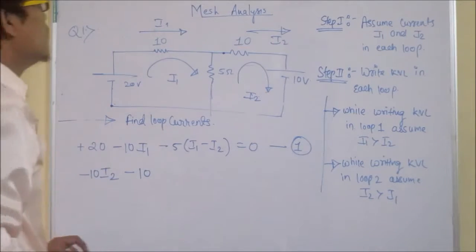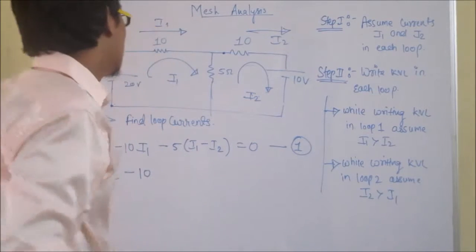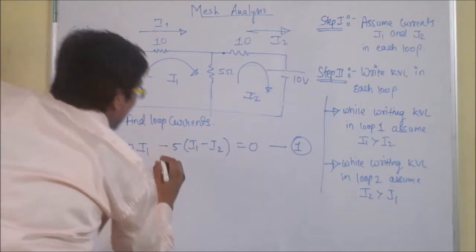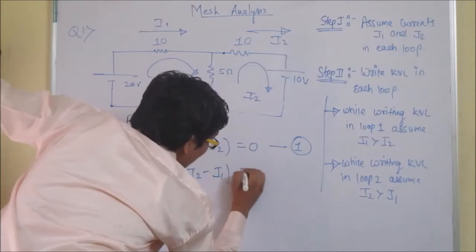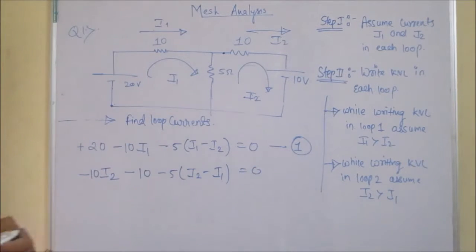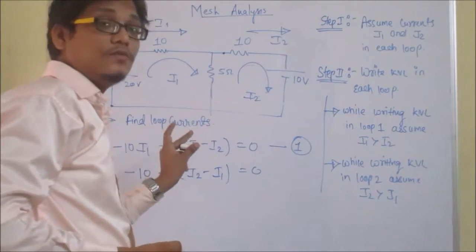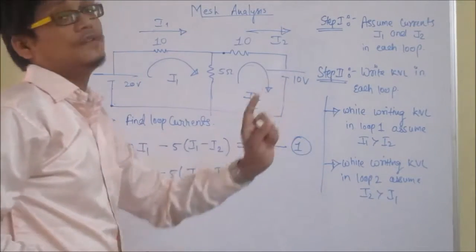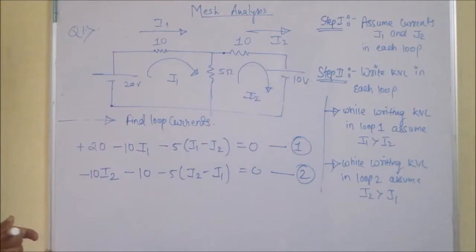Now, what I have told is that while writing KVL in loop 2, assume I2 is greater than I1. That is, the difference of current will be flowing from here. What is the difference? Minus 5 (I2 minus I1) is equal to 0. Are you getting it? While moving in loop 2, we assumed that I2 is greater than I1. While moving in loop 1, we assume that I1 is greater than I2. Always. This is equation 2.